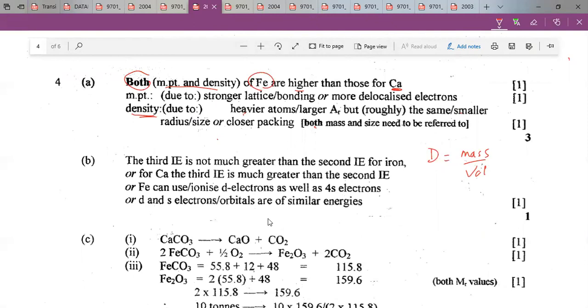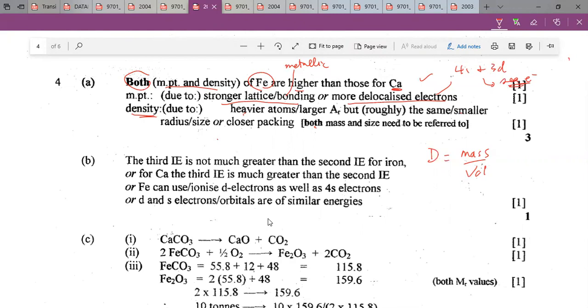See, first of all, iron and calcium have got higher melting points and density. Okay, 1 mark for that. Secondly, melting point: stronger lattice of bonding. What kind of bonding? Metallic bonding. Why? More delocalized electrons, because the 4s and the 3d electrons can both be delocalized to the sea of electrons. So more electrons come out, so the bonding is stronger, so higher melting point.